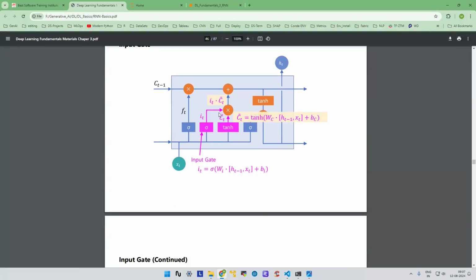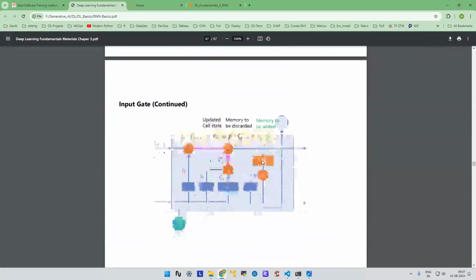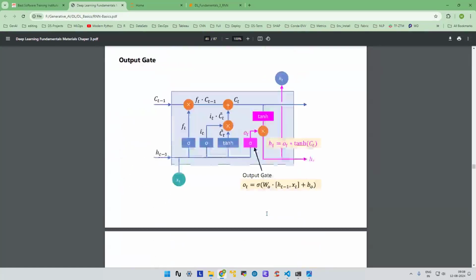So this Ct tilde comes here. This will help us decide what needs to be remembered, and this will help us decide what has to be forgotten. The Ct minus 1 comes from the previous cell state. If it is from the start, the first one, then Ct minus 1 is going to be 0, so we have nothing to forget. That is what it means, if it is for the first word in the sentence. So the memory to be added and the memory to be discarded will be the cell state. And it's not going to stop over there.